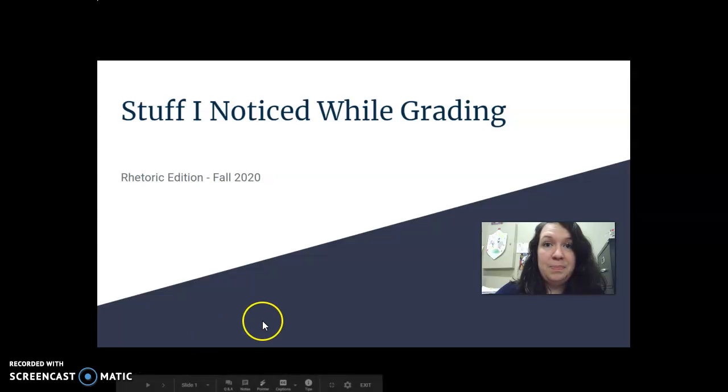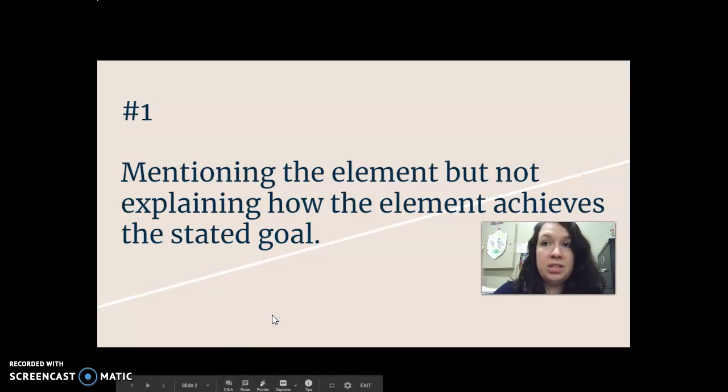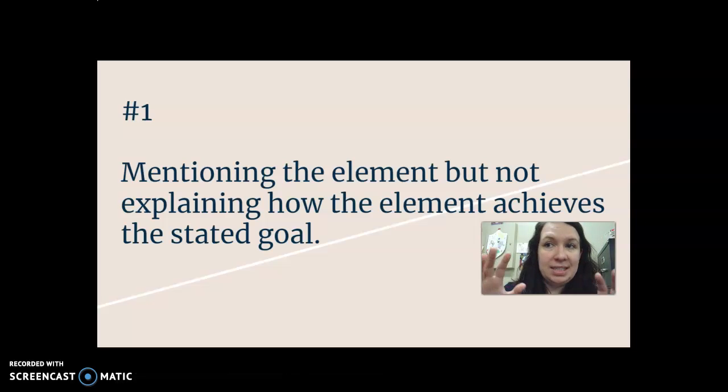This first one is the most important and the most prevalent, I should say, and this is going to make the difference between C level commentary, C to B level commentary, to high B to A level commentary, okay? A lot of you are mentioning the element, so you're saying that it's anaphora, or you're saying that it's amplification, or whatever your element is.